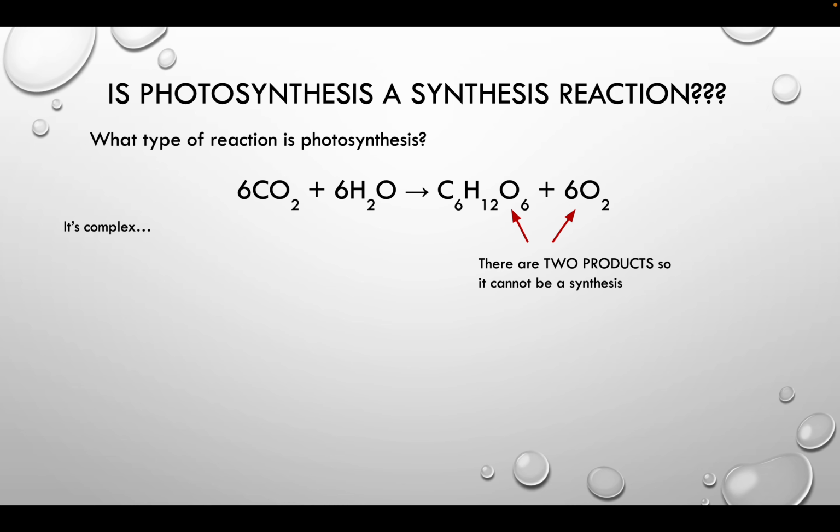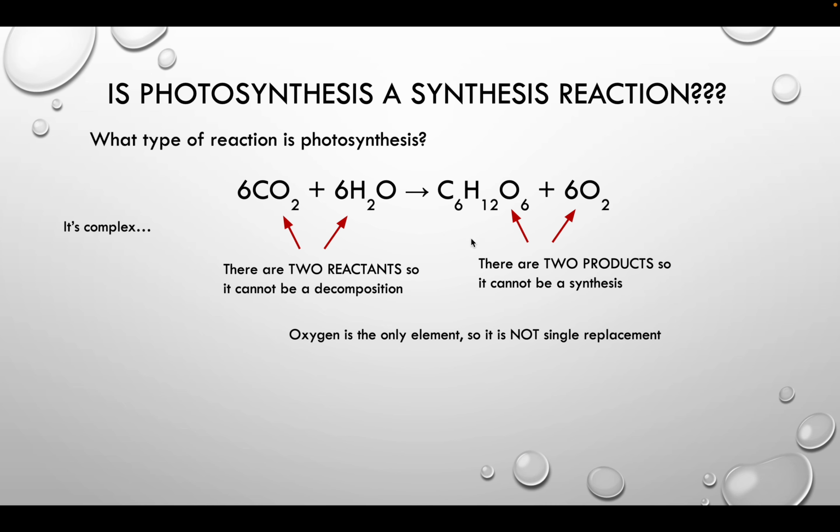There are 2 products, right? We make glucose, C6H12O6, and we make oxygen in photosynthesis. That's 2 products. And earlier in this presentation, I told you that the way that you see a synthesis is that you make one product. So it doesn't seem to quite fit a synthesis reaction if we look at the products. There are two reactants, so that rules out a decomposition because I told you earlier decompositions always start with one reactant.